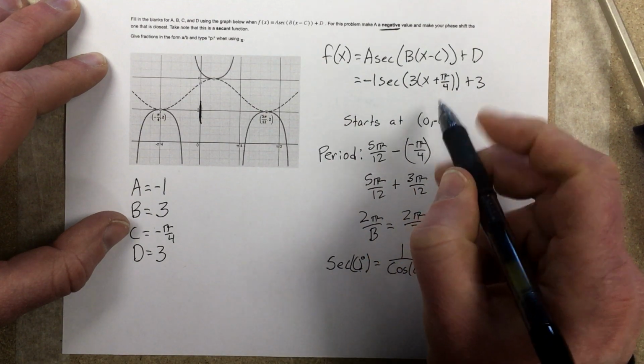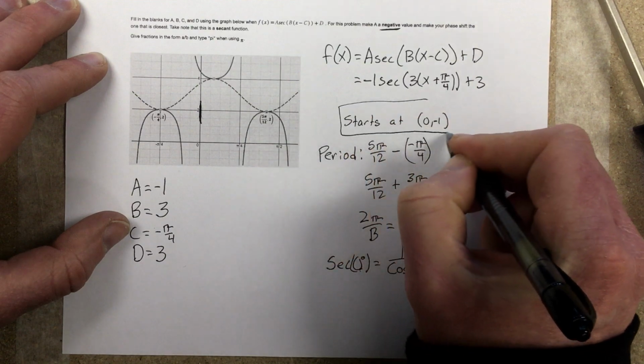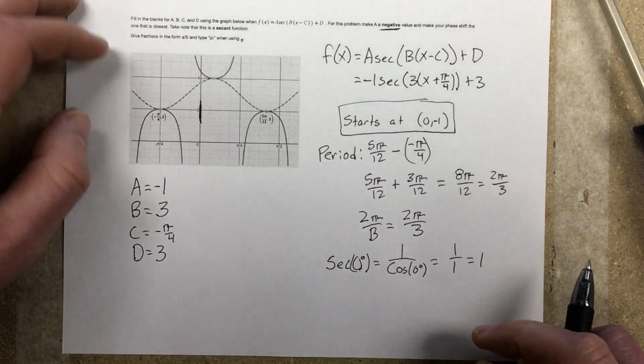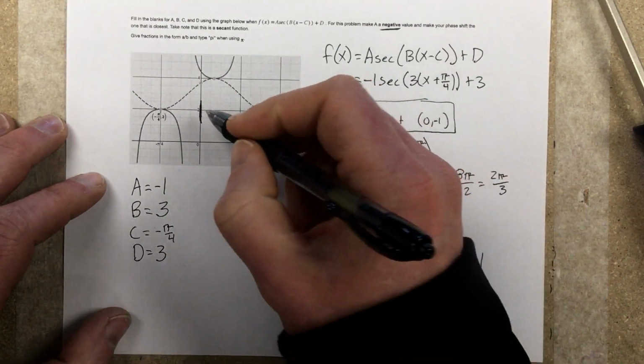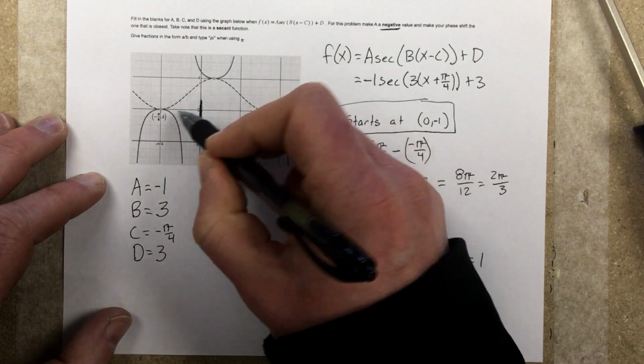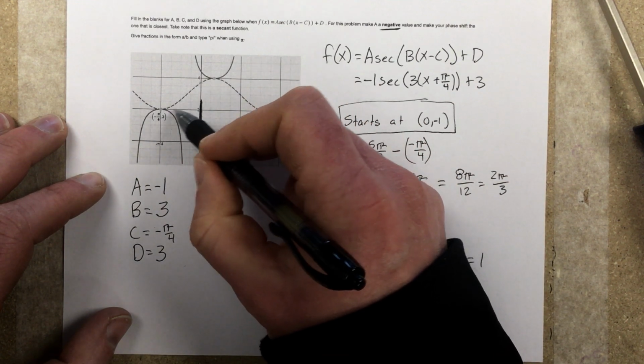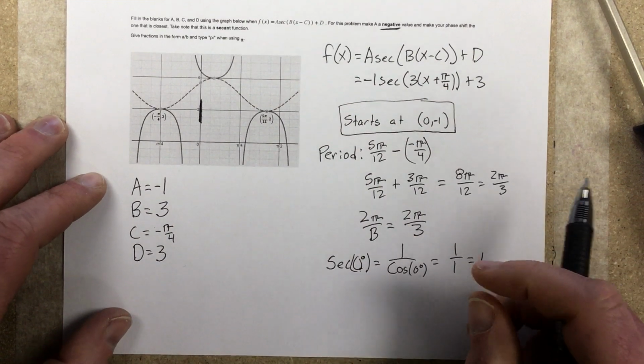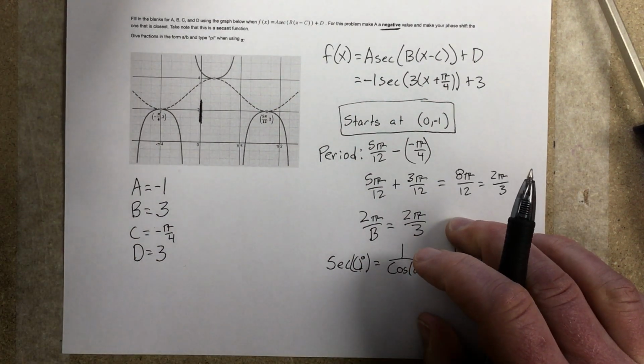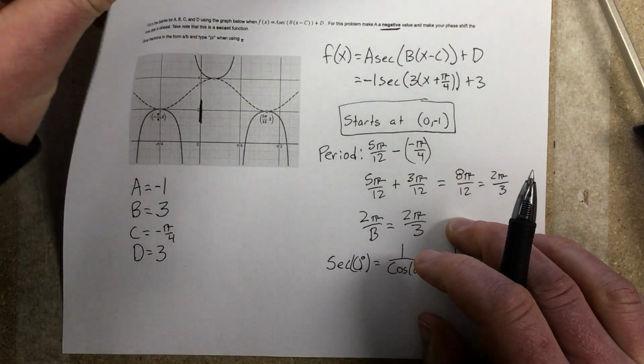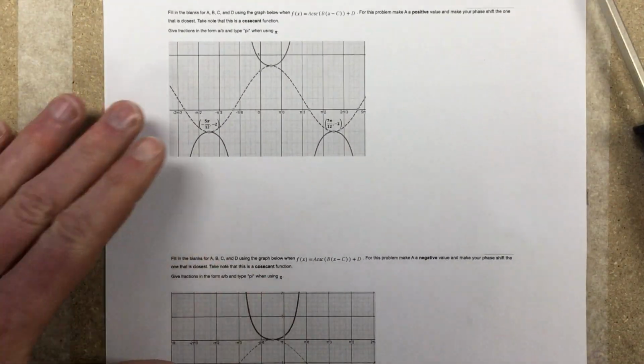The key here is it starts at 0, negative 1. That's going to be different for cosecant. Because it starts at 0, negative 1, I know the y-axis is where I need to measure from to find my c value. That's going to change for cosecant. So let's look at one of those. Let's go take a look at a cosecant graph.